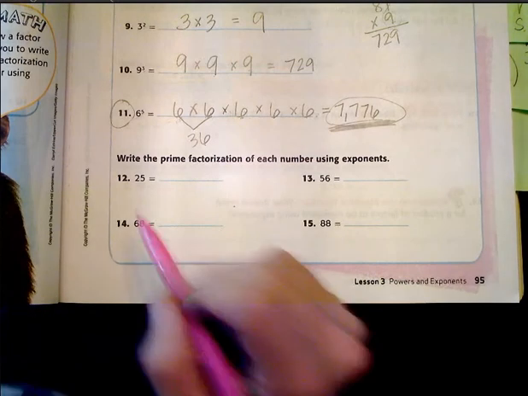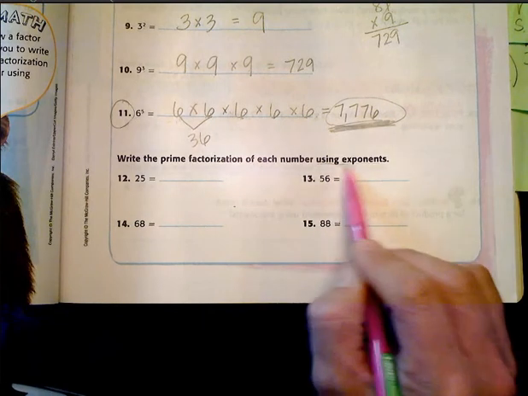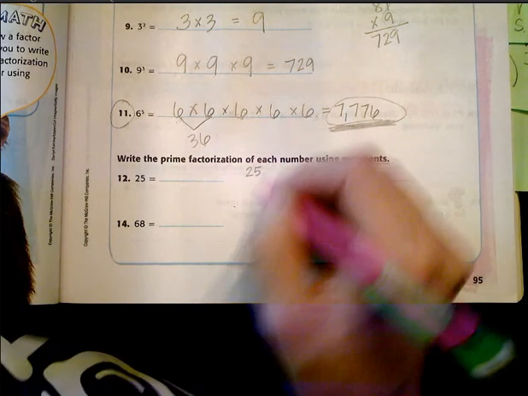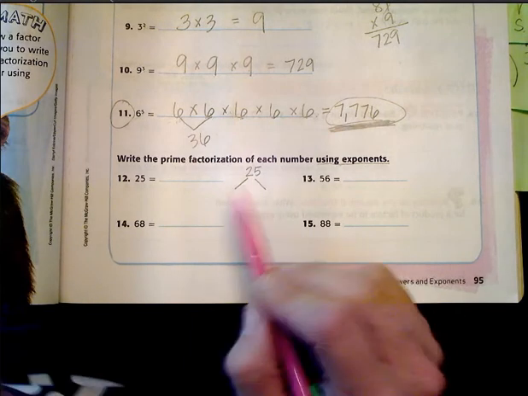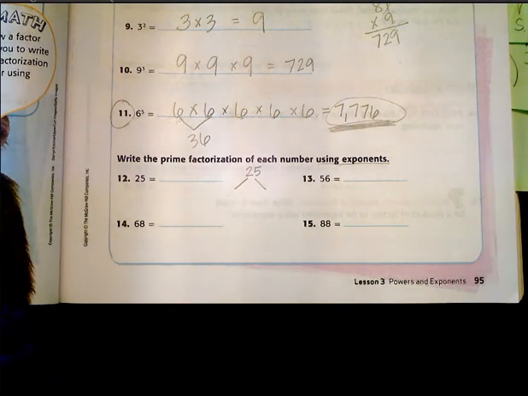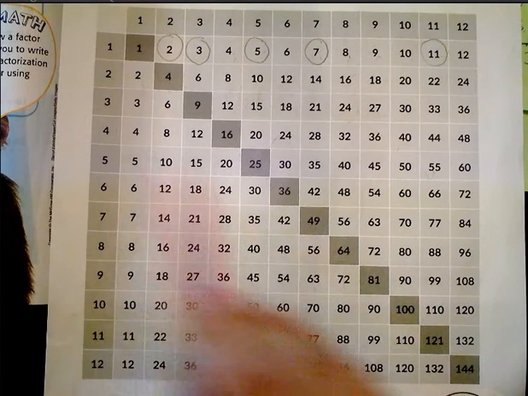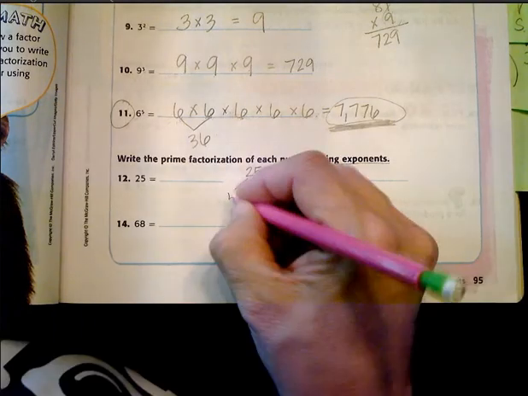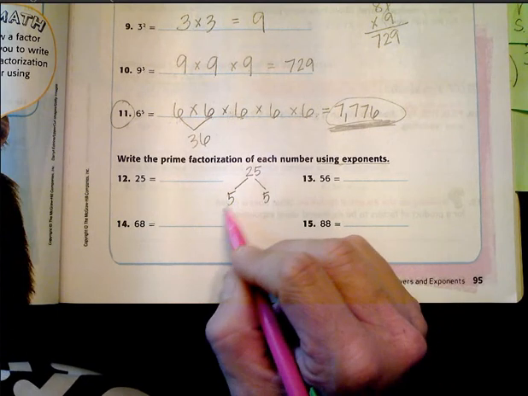Okay, let's do question 12. Question 12 says, write the prime factorization of each number using exponents. So it's given me a number, you guys. I've got to make a factor tree. So 25 has branches on its tree. We did this last time. What times what is 25? If you don't remember, this is why our math facts are so important, you guys. 5 times 5 is 25. And I remember that I can't break this down anymore.